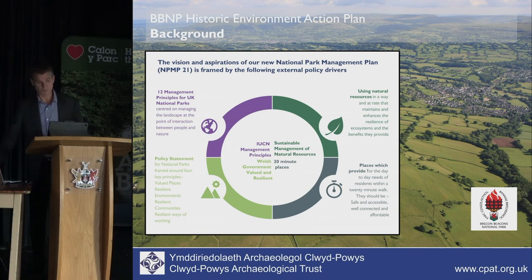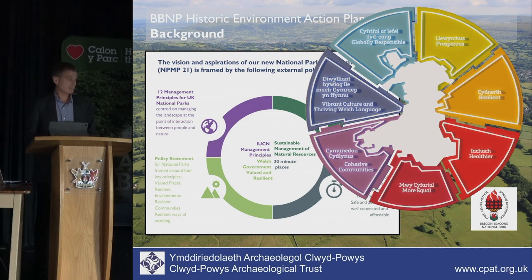And all of this, of course, comes from the Wellbeing of Future Generations Act, which has its seven wellbeing goals: a prosperous Wales, a resilient Wales, a healthier Wales, a more equal Wales, a Wales of cohesive communities, a Wales of vibrant culture and language, and a globally responsible Wales. And of course, all of these speak directly to what we should be doing with our national parks and with our landscapes more generally. And also within the Wellbeing of Future Generations Act are the five ways of working and thinking. So to think long term, to think about integration, involvement, collaboration, and prevention. Again, really important key strategic drivers.